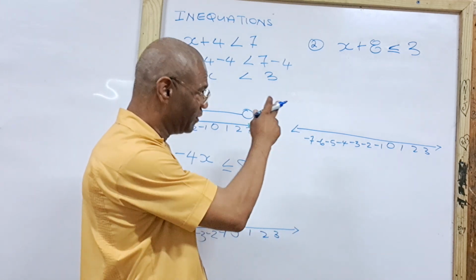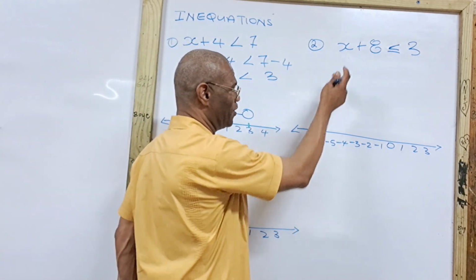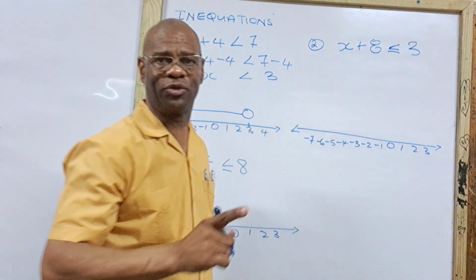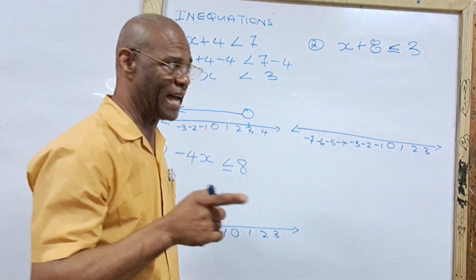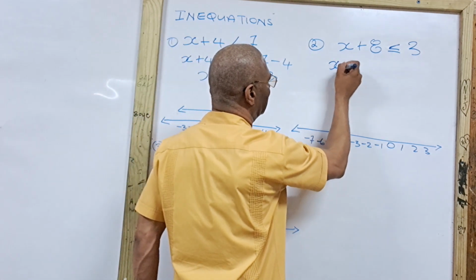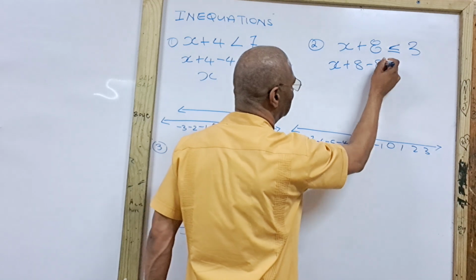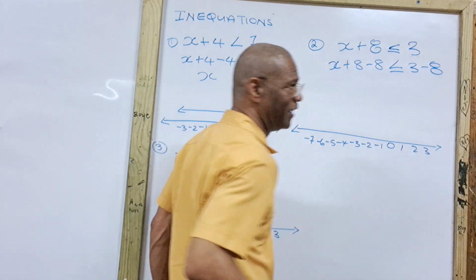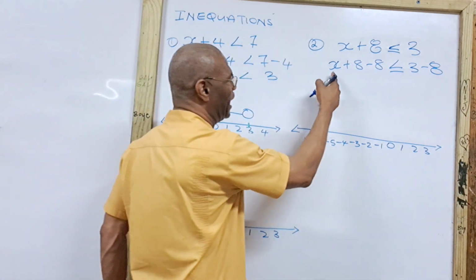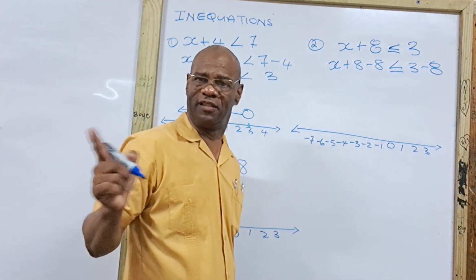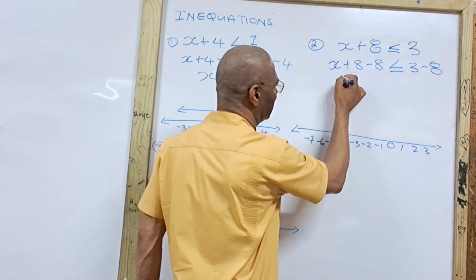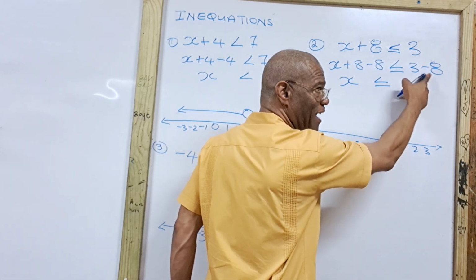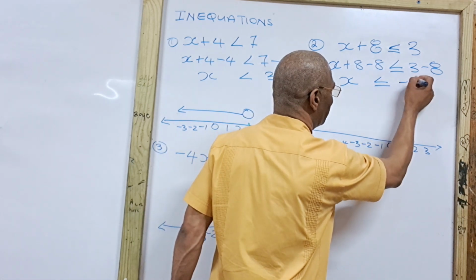Now let's solve this to find out what the values of x would be. We want x on one side, so we're going to subtract 8 from both sides. So we have x plus 8 minus 8 is less than or equal to 3 minus 8. Now 8 minus 8 is 0, good. We're left with x is less than or equal to 3 minus 8, which is negative 5.